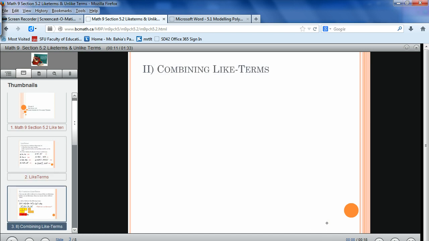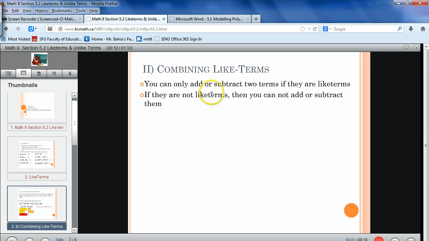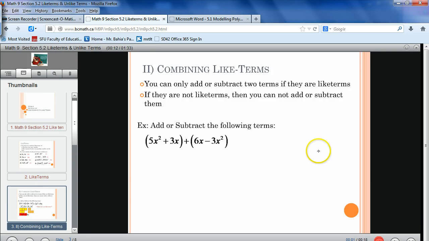Okay, let's collect like terms, or combining like terms, the old circles and squares method from before. This time we're going to let you use algebra tiles. Again, you can only add or subtract two terms if they're like. If they're not like terms, then you can't mix them together. They're like circles and squares, or like apples and oranges. You cannot add them. So here, add or subtract. I'm going to show you the algebra tiles method first, then I'll show you my circles and squares method.